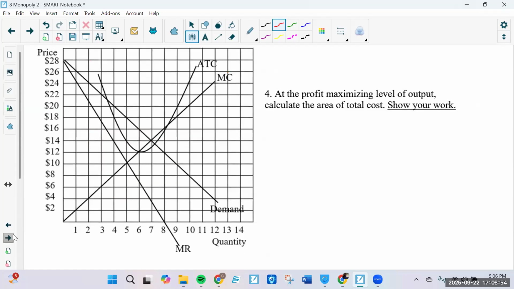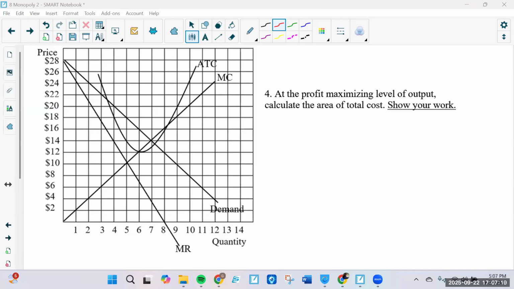Next question, at the profit maximizing level of output, calculate the area of total cost. Well, if you can remember way back when we learned all about the different types of cost curves, I said you have to be able to calculate all the different cost curves. And one of the reasons why, when we did that chart, you had to be able to calculate all those cost curves is for just a question like this.